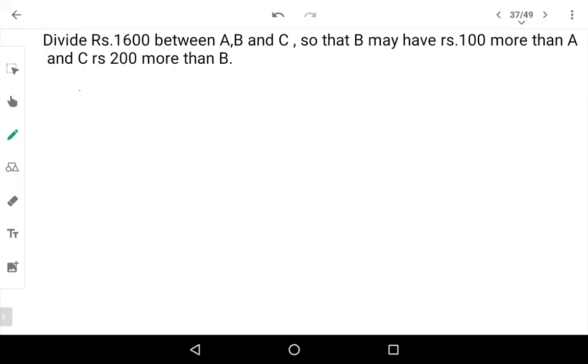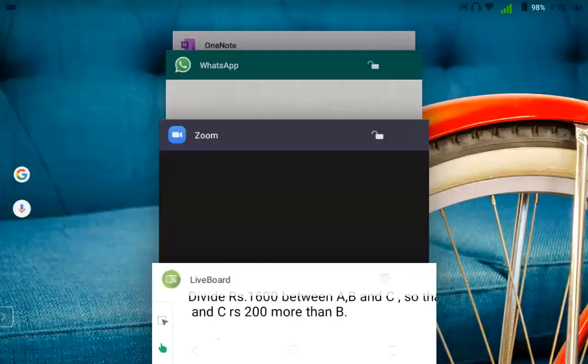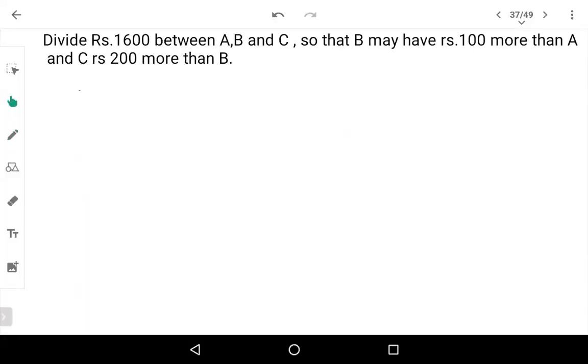Next question. Divide rupees 1600 between A, B and C so that B may have rupees 100 more than A and C rupees 200 more than B.